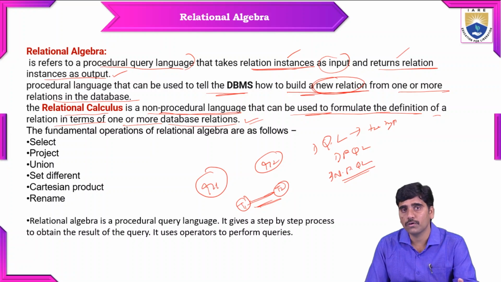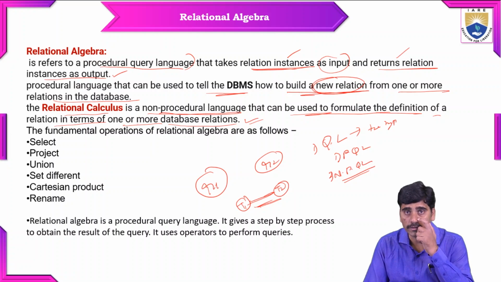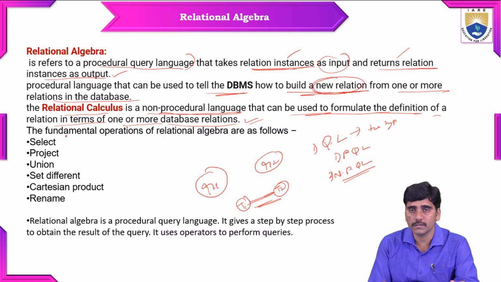To formulate the definition of a relation in terms of one or more database relations, we have fundamental operations called selection operation, projection operation, union operation, set difference operation, Cartesian product operation, and rename operation. These are certain relational algebraic operations performed on one or more relations.